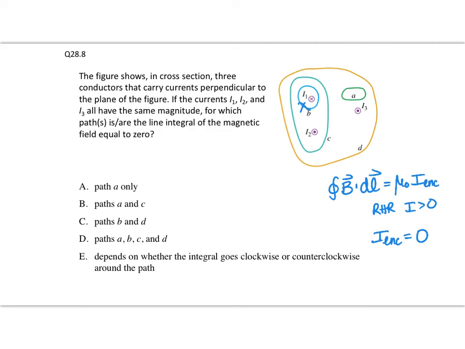C has current 1 and current 2, and so they would actually cancel out because they're in different directions. And then D has all 3 currents, 2 of which are positive and 1 is negative, so D is not a possibility either. So we've eliminated and found that our choices that satisfy that are just path A and path C.